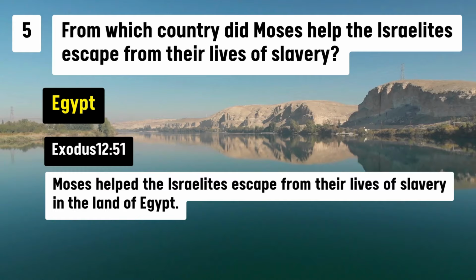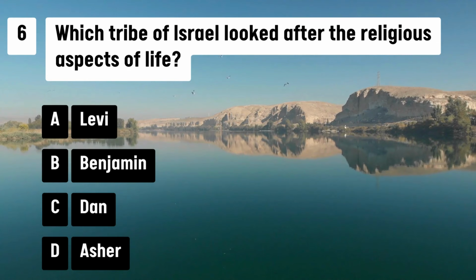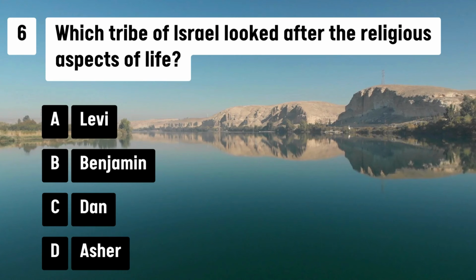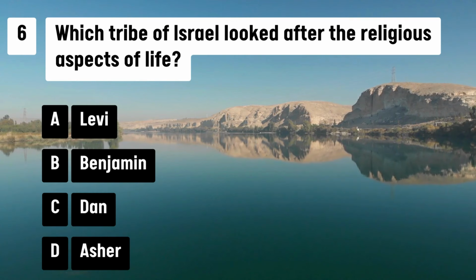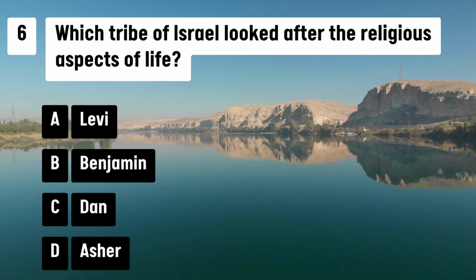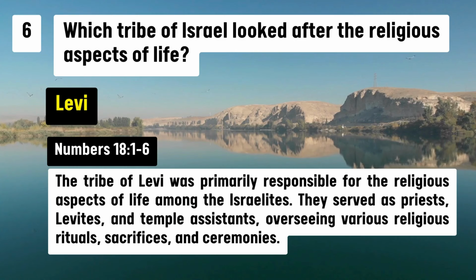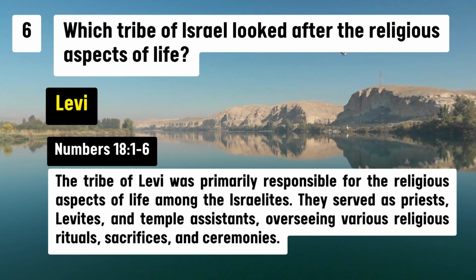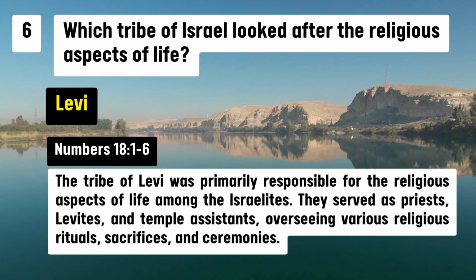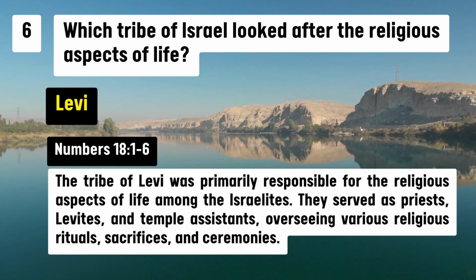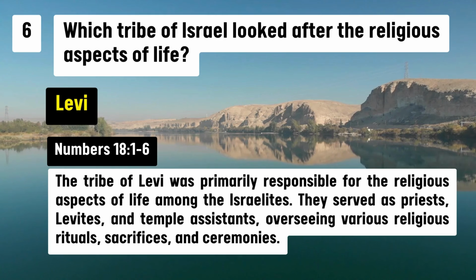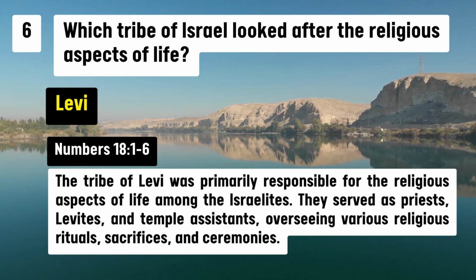Question 6. Which tribe of Israel looked after the religious aspects of life? Levi, Benjamin, Dan, Asher. The answer is Levi. Numbers chapter 18, verses 1 to 6. The tribe of Levi was primarily responsible for the religious aspects of life among the Israelites. They served as priests, Levites, and temple assistants, overseeing various religious rituals, sacrifices, and ceremonies.